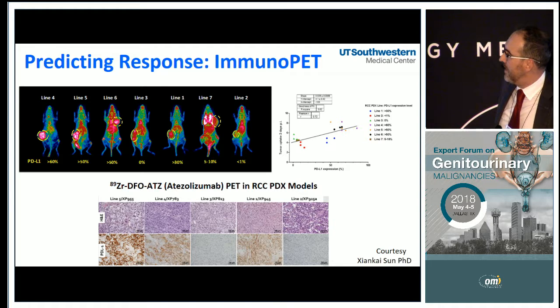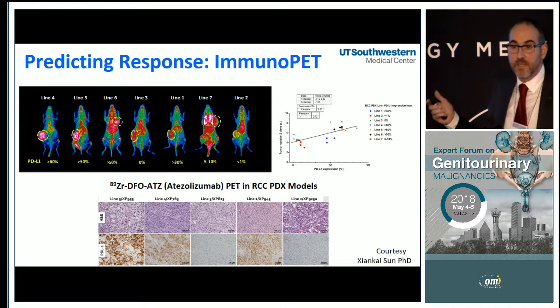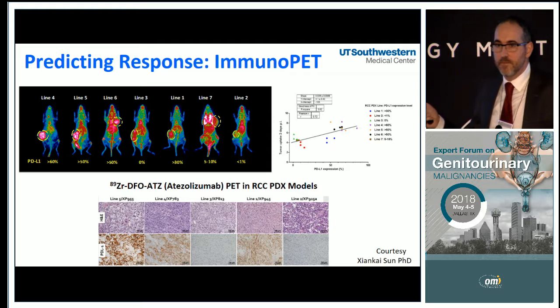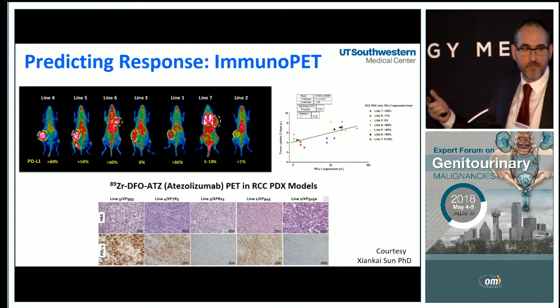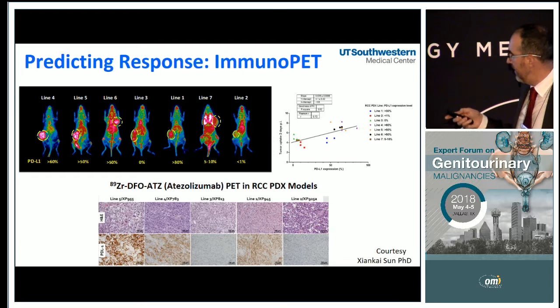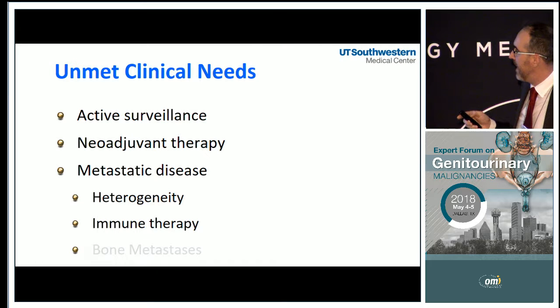They're basically labeling atezolizumab with zirconium-89, and what they've shown in this preliminary and preclinical study is that the activity or the uptake of the radiotracer actually predicts the expression of PD-L1 in these tumors. So this potentially could be used to define which patients are going to benefit from immunotherapy, and also to assess response after the therapy is initiated. And the IND is being processed as we speak.